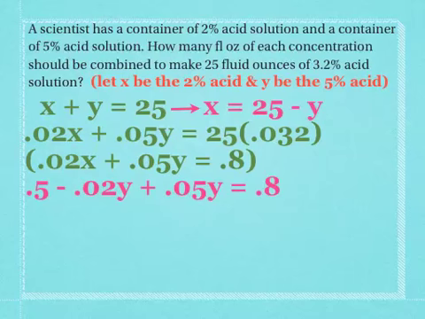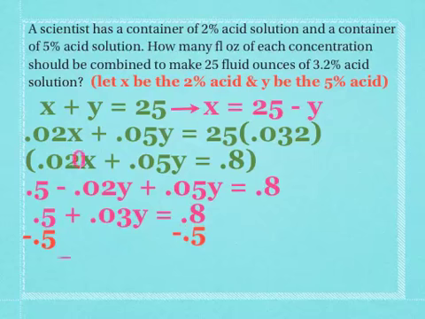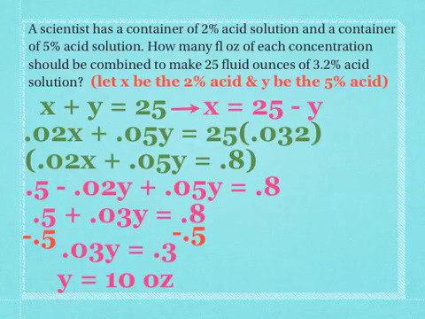When I distribute my 0.02 times 25, I get 0.5. My 0.02 times negative y, I get minus 0.02y. Plus 0.05y equals 0.8. Go ahead and combine your y's. You have a negative 0.02y plus a positive 0.05y, which would give you 0.03y. I need to subtract 0.5 from both sides, which gives you 0.03y equals 0.3. Divide both sides by 0.03 and you get 10 ounces of the y solution.